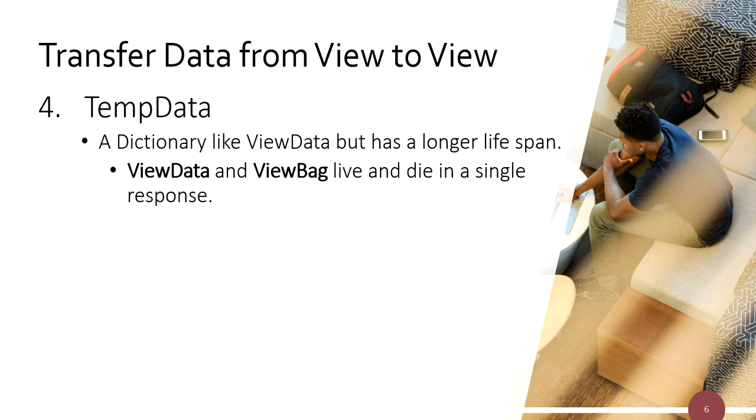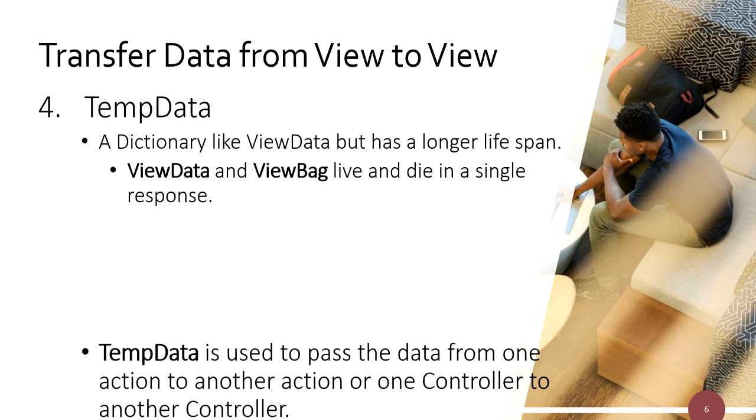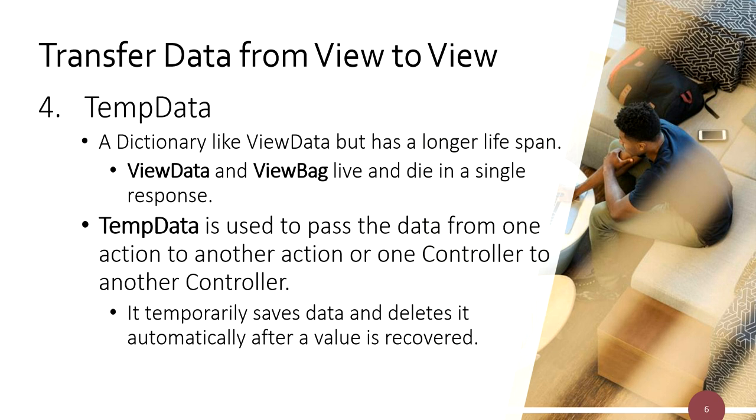Temp data is a dictionary, just like view data, but view data basically lives and dies in a single response cycle. You throw information into view data, even view bag, it gets sent back in the response, and that's it. It's gone. It's done. The funeral band is finished playing already. There's no way to access it again after that point in time. So temp data, the main difference here, allows us to pass information from one action to another action right inside the controller, or even from one controller to another.